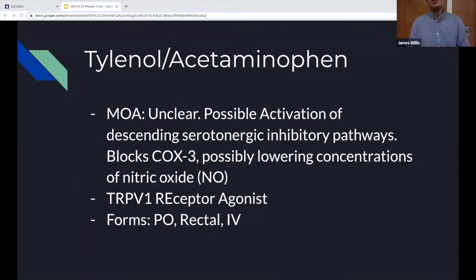NSAIDs we also use a lot: ibuprofen, indomethacin, Toradol. The mechanism of action is blocking COX-1 and COX-2 to prevent the synthesis of prostaglandins.